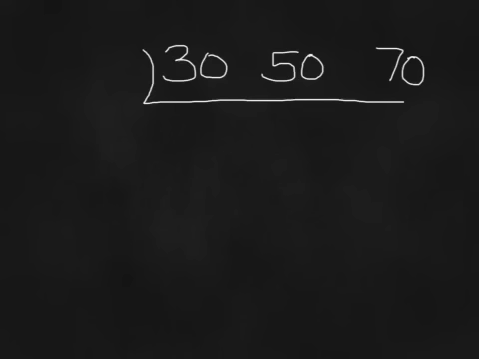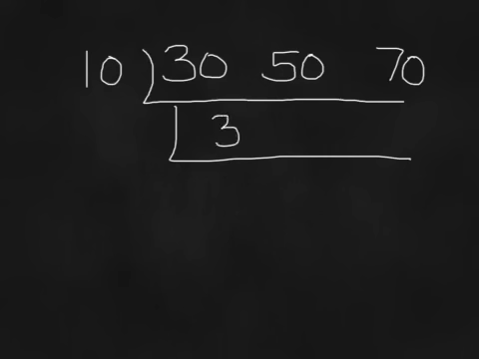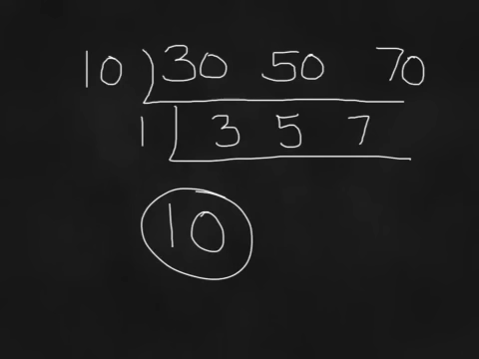Now, last but not least, you may be asked to find the greatest common factor of 3 numbers. Let's try finding a factor for 30, 50, and 70. Well, that seems easy. I know that one of the factors is 10. So 30 divided by 10 is 3, 50 divided by 10 is 5, and 70 divided by 10 is 7. The only factor they have left in common is 1, so that means that my GCF for 30, 50, and 70 is 10.